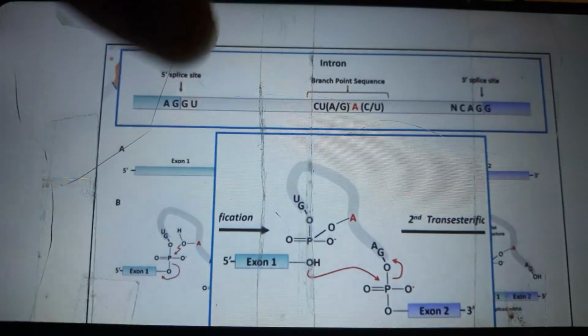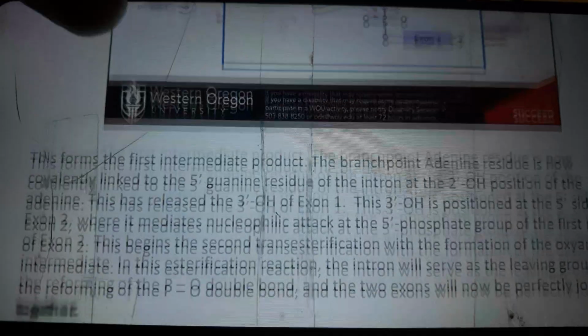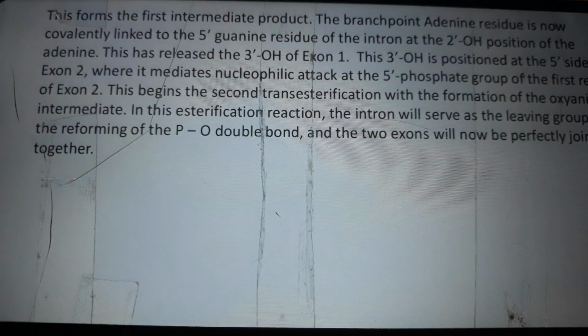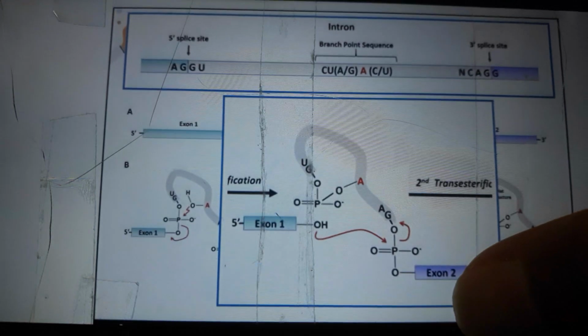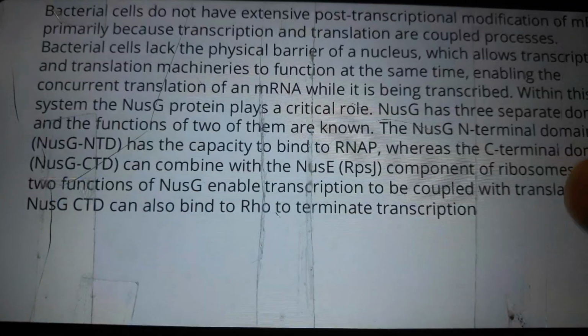Right, and we have the diagram here, which shows that this forms the first intermediate product. And the branch point adenine residue is now covalently linked to the 5' guanine residue of the intron at the 2' position of the adenine. Let me get the diagram back for you. Have you seen that carefully?